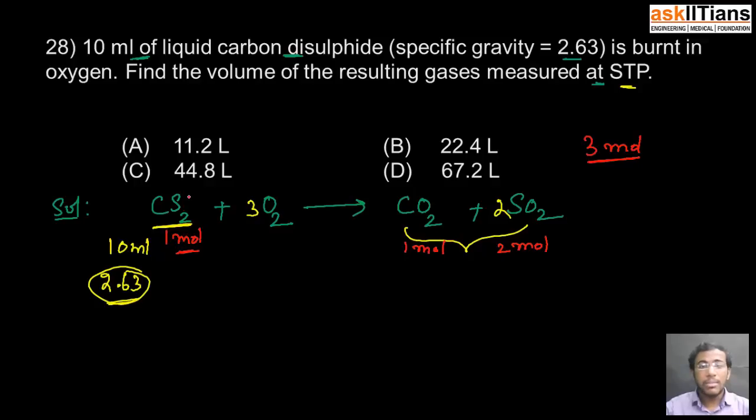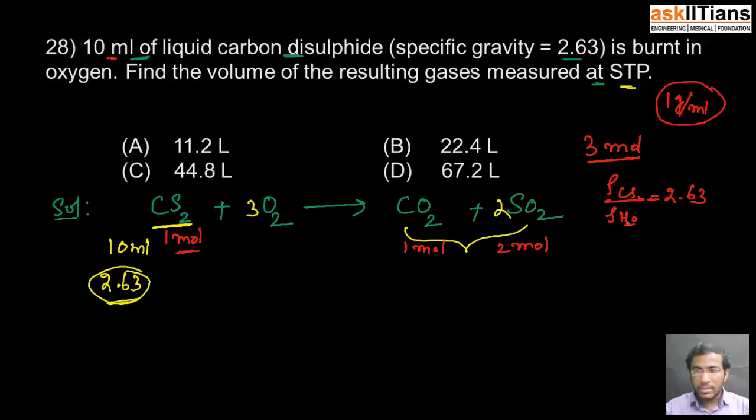For that, we have to calculate the mass of CS2. To calculate the mass, use this specific gravity and this volume. Okay, so if you recollect, what is specific gravity? Specific gravity is the density of that CS2 divided by the density of water, which is given as 2.63. So we have to calculate the density of CS2. Density of water, if you take in ml, is 1 gram per cc, 1 gram per ml.